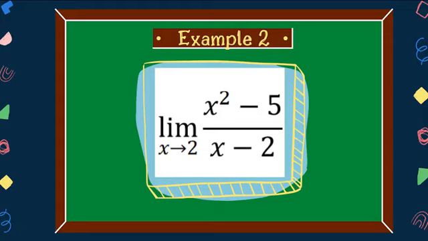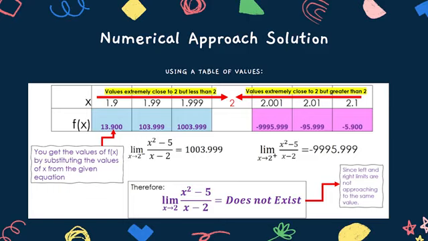Example number 2. The limit of x squared minus 5 all over x minus 2 as x approaches 2. Let's try the numerical approach using the table of values. We plug in 2 and then we put the values extremely close to 2 but less than 2 on the left, and then the values extremely close to 2 but greater than 2, and then we get the values of f of x by substituting the values of x from the given equation, which is the limit of x squared minus 5 over x minus 2 as x approaches 2.